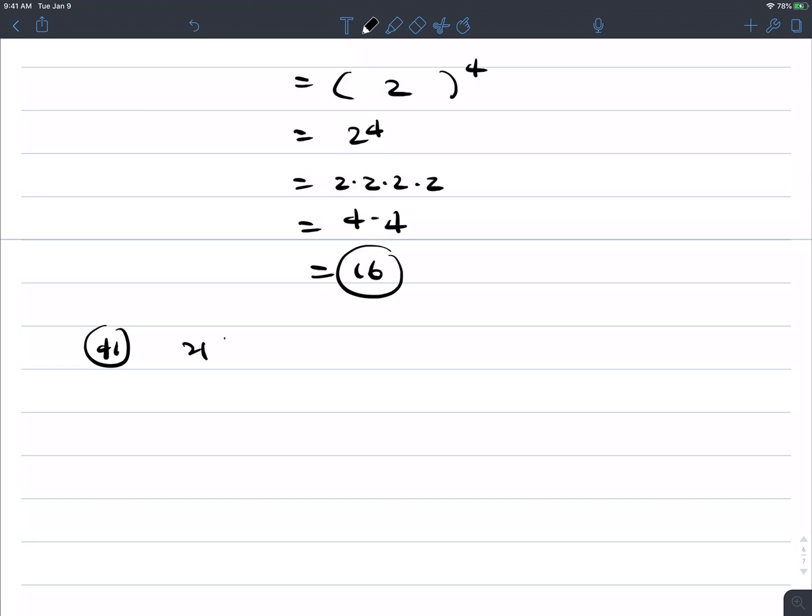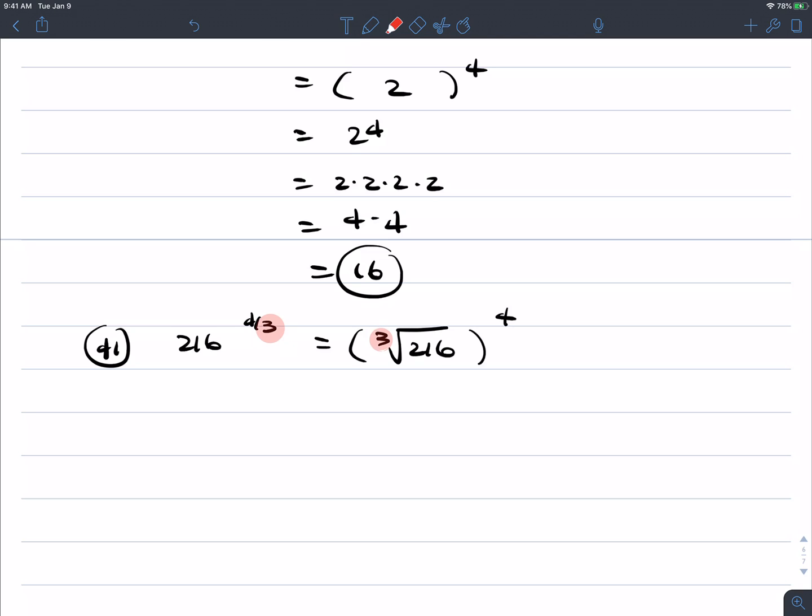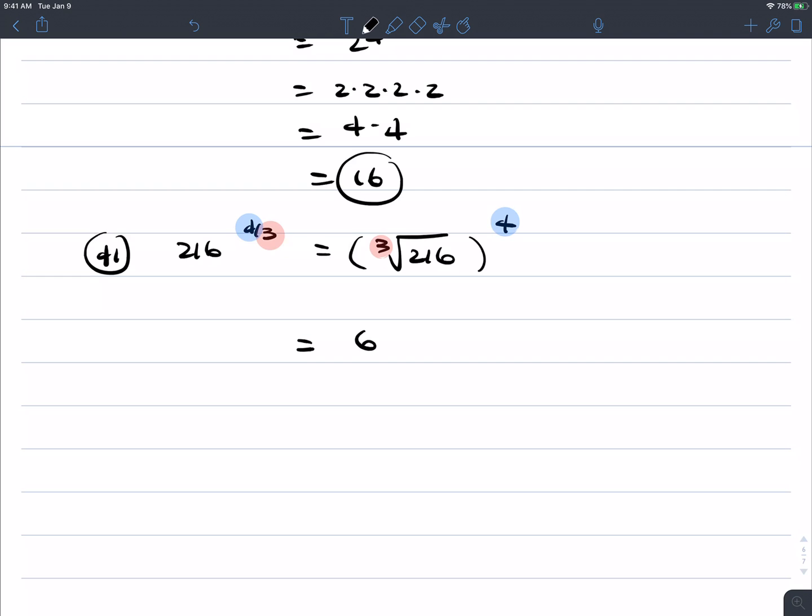41, 216 to the 4/3 power. Okay? So keep the power 4 on the outside. This becomes a cube root of 216. 3, there's the index. This is the power on the outside. It's a 4. So what is going to be the cube root of 216? Is that 6? So we got 6 to the 4th power. Don't forget that 4 is still out here.